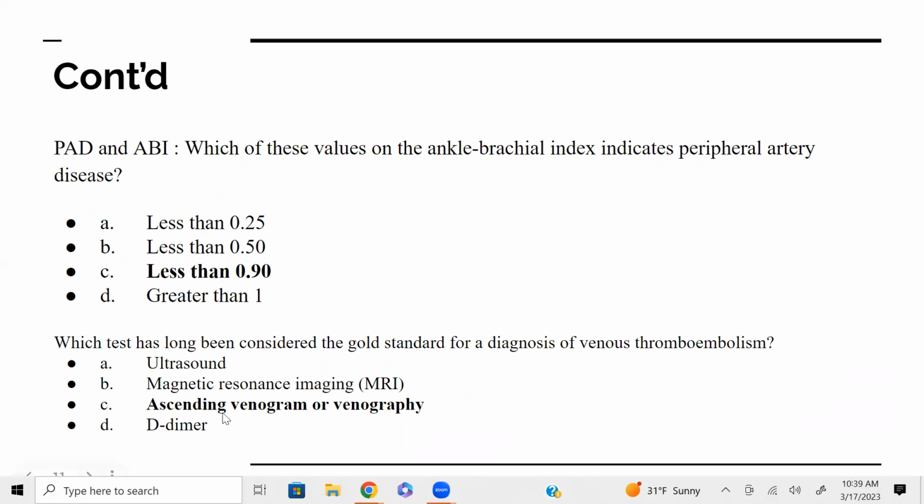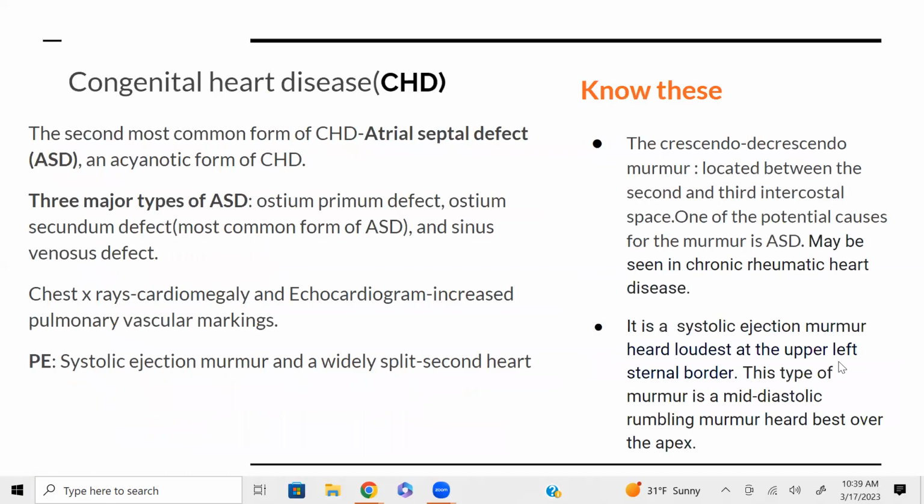And this one is another one that is easily missed. Everybody picks ultrasound over venogram. So they're looking for a gold standard to diagnose venous thromboembolism. So venogram or venography is the one that we use, okay? And then we have congenital heart disease.